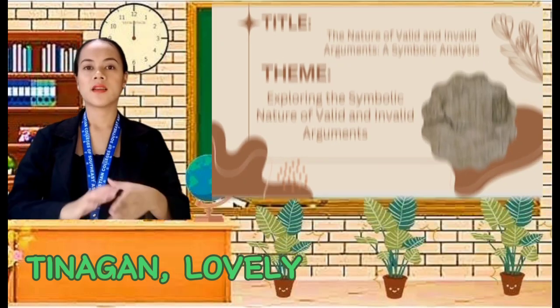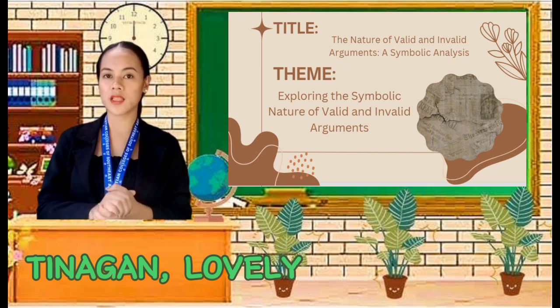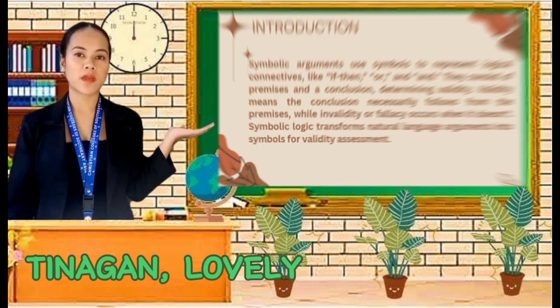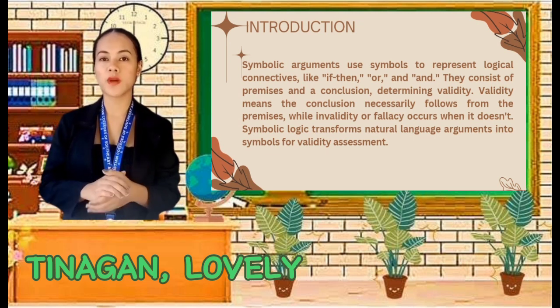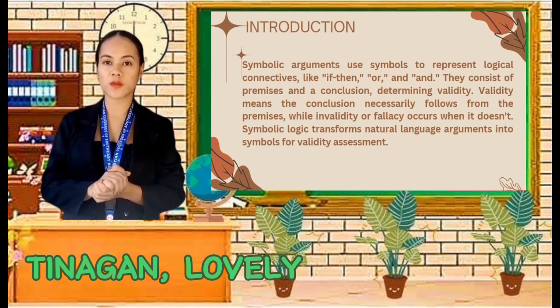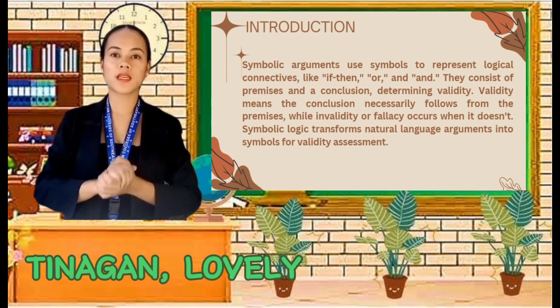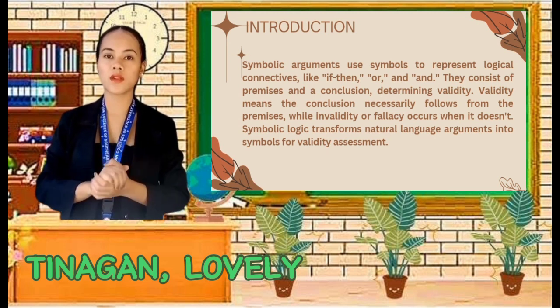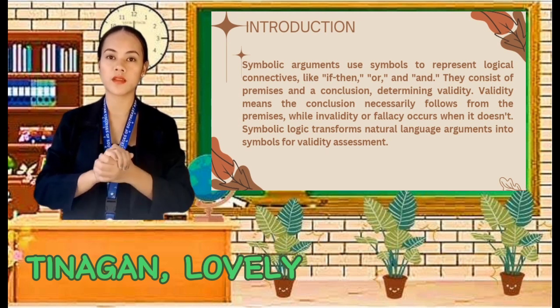With the title, The Nature of Valid and Invalid Arguments: A Symbolic Analysis, and the theme, Exploring the Symbolic Nature of Valid and Invalid Arguments. What are symbolic arguments? Symbolic arguments are arguments that are written in symbolic form using letters and other symbols to represent the connectives like if, then, or, and and. A symbolic argument consists of a set of premises and a conclusion, and it is called a symbolic argument because it is generally written in symbolic form to determine its validity.